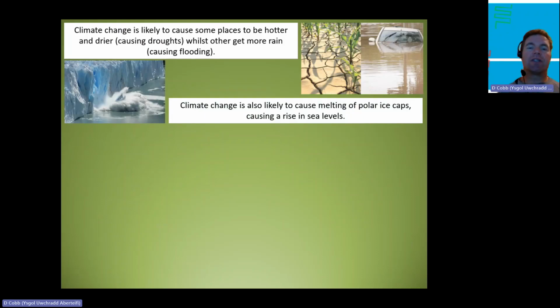We also know that climate change is going to cause a melting of the ice caps, the polar ice caps, and that will cause a rise in sea level. So some areas on the planet that are currently habitable will not be habitable any longer because they'll be covered in water. There are certain areas on the planet which are below sea level, and those that are just a couple of meters above sea level are also going to suffer because the sea level will rise.